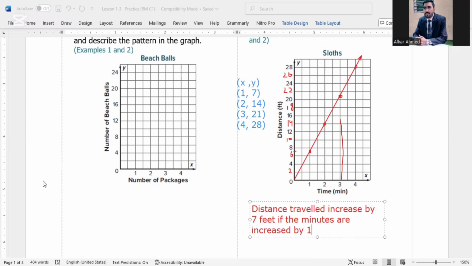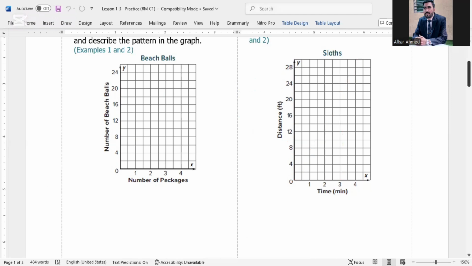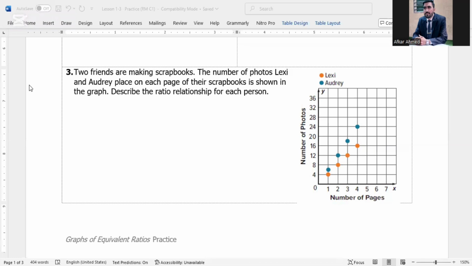Okay, let's move towards question number three. These two words are to make the graph, write the ordered pairs, and then the distance. Question number three: two friends are making a scrapbook, and the number of photos Lexi and Audrey place on each page of the scrapbook is shown in the graph. Describe the ratio relationship for each person. We have been given two names and their graph is also given.